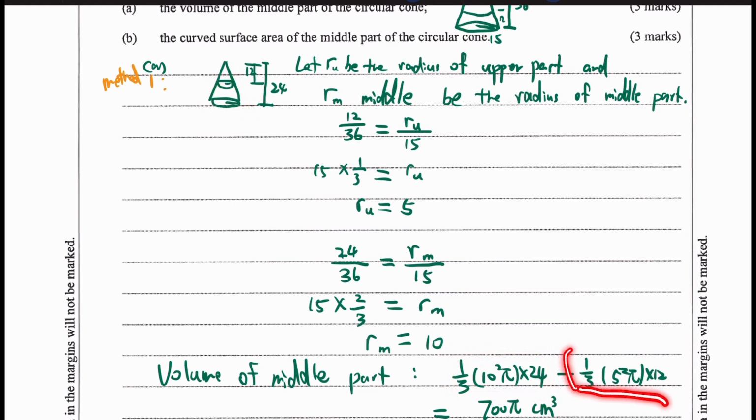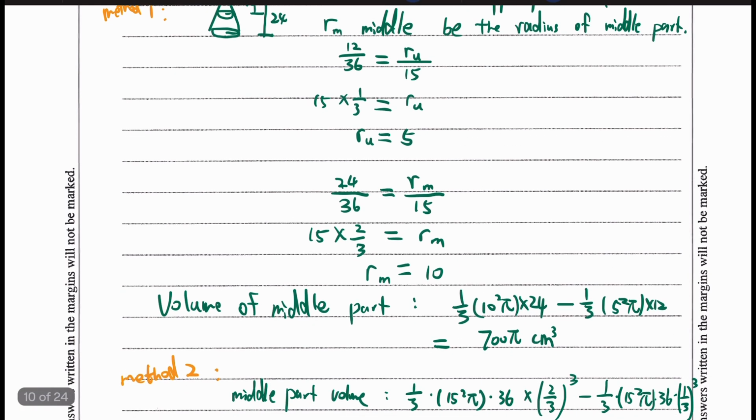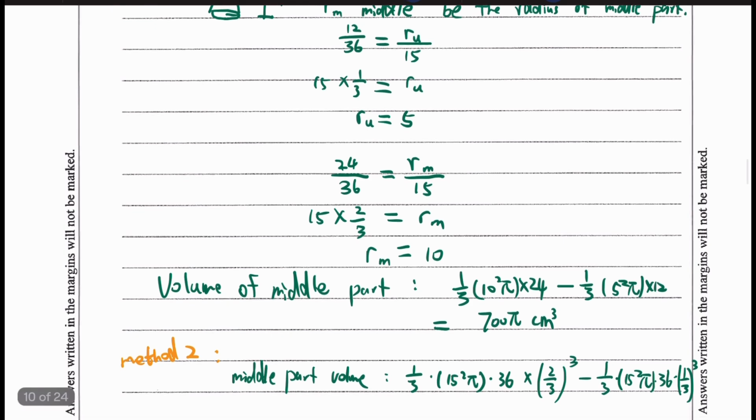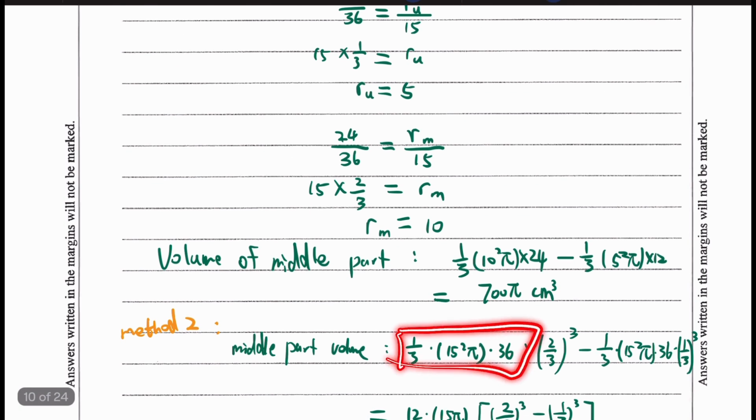1/3 minus the upper part, the smallest part, and then you have 700 pi cm cubed, okay? So this is method 1. Method 1, we find out the radius first and then put in the formula. So we have a quicker method, but it requires more concept of similar ratio, which you need to be very familiar with it. So I think most of you can stick to the first method, it's okay, both have full marks.